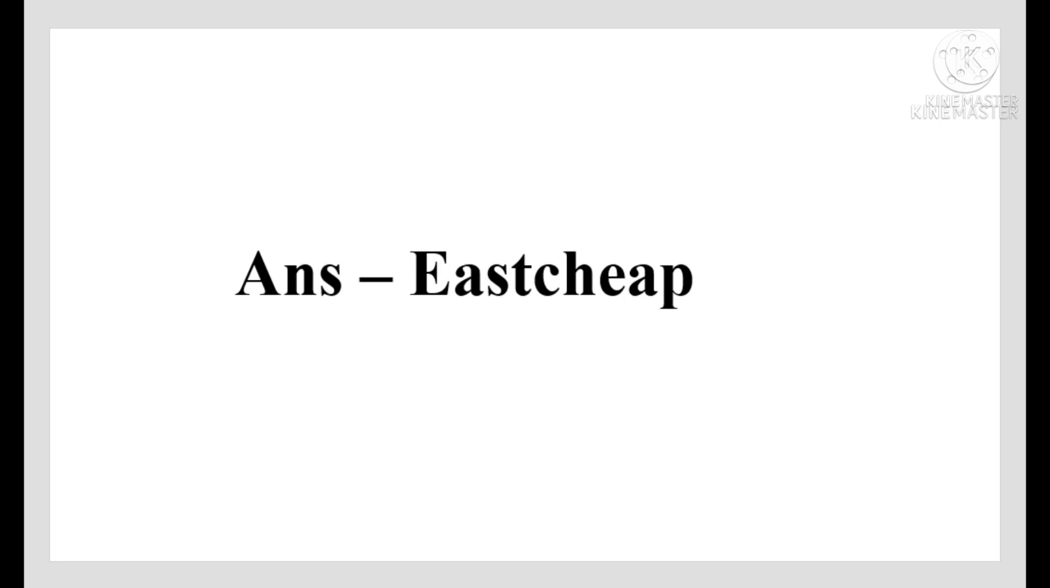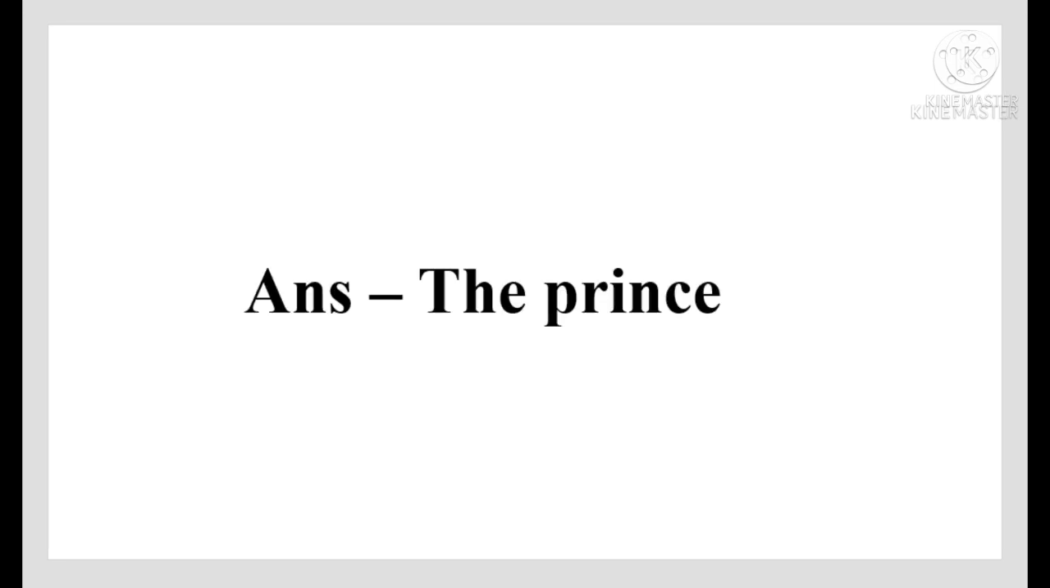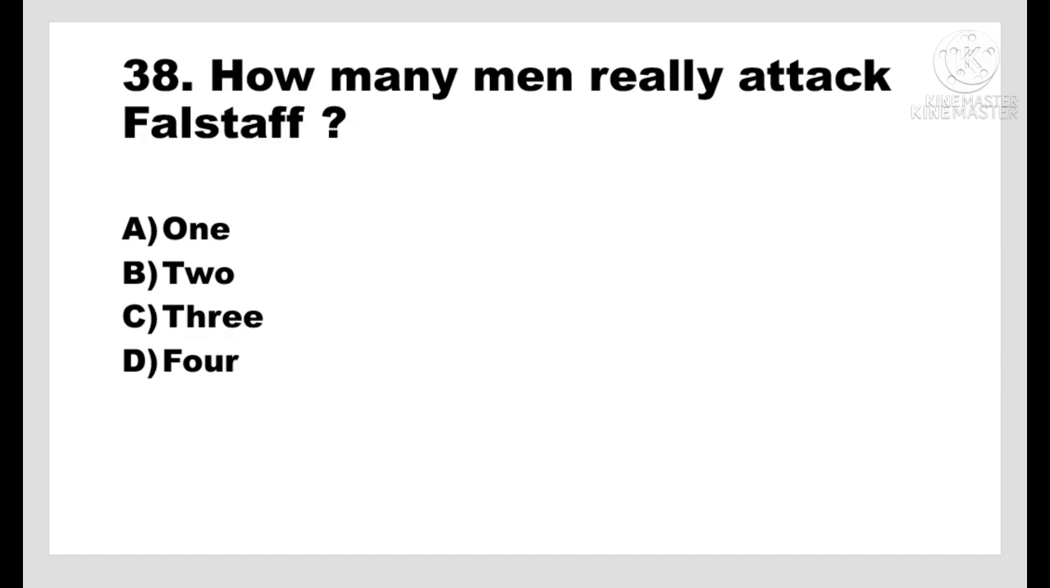Answer: East Cheap. Who calls Falstaff's men beggars? Bardolph, himself, the king, the prince. Answer: the prince. Who does King Henry compare his son to while scolding him? King Richard, Northumberland, Henry Percy, Archibald. Answer: King Richard. How many men really attack Falstaff? 1, 2, 3, 4.